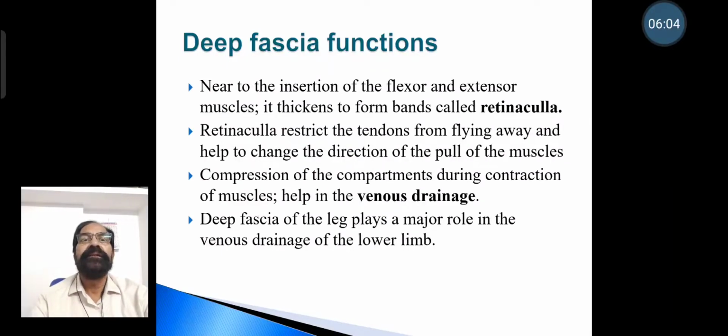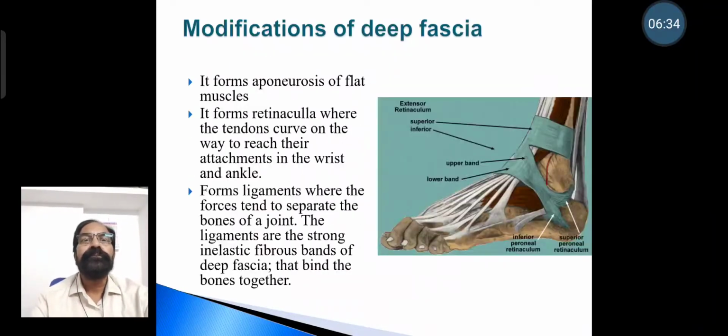Near the insertion of the flexor and extensor muscles, it thickens to form bands called retinacula. Retinacula restrict the tendons from flying away and help to change the direction of the pull of the muscles. Compression of the compartments during contraction of muscles helps in venous drainage. Deep fascia of the leg plays a major role in the venous drainage of the lower limb. So you can see the modification, that is retinacula.